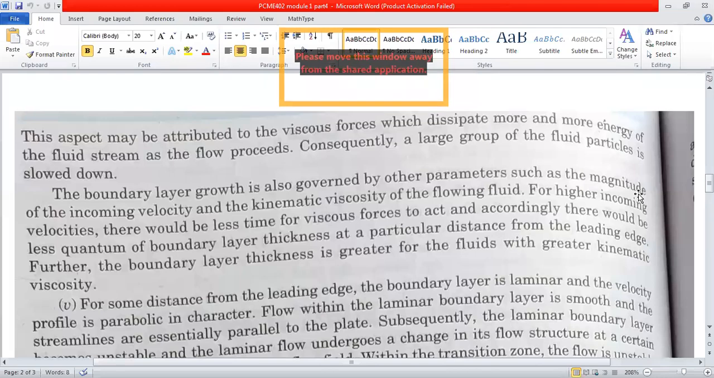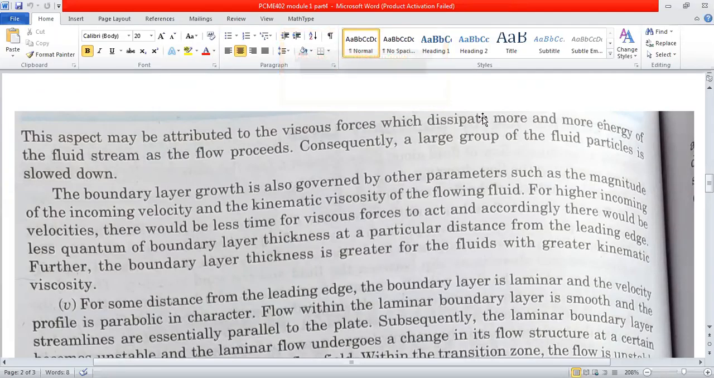When the velocity increases, that means the velocity will change abruptly. That means the flow becomes turbulent, and the velocity will change abruptly. So that means the limit is minimum.